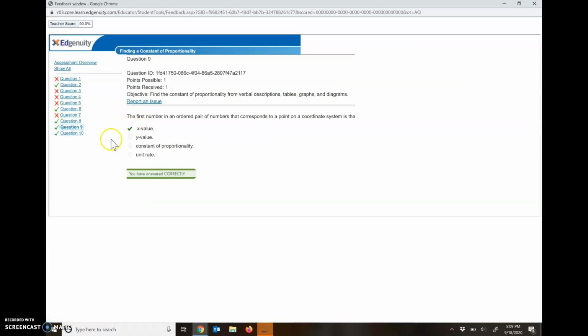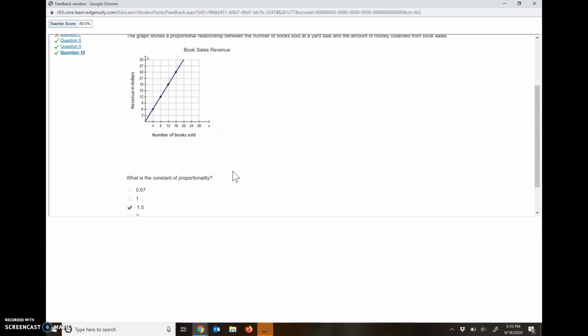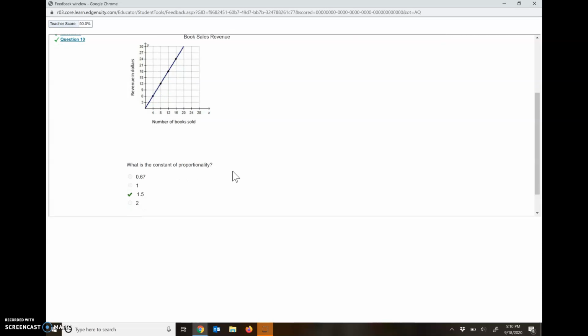The first number is the x value. The second number is the y value. And the graph shows a relationship between the number of books sold at a yard sale and the amount of money collected. What is the constant of proportionality? So here we look at this. They got $6 for 4 books. If we divide $6 by 4 books, we figure out that they made $1.50 each book. And that continues on, $1.50 each book.